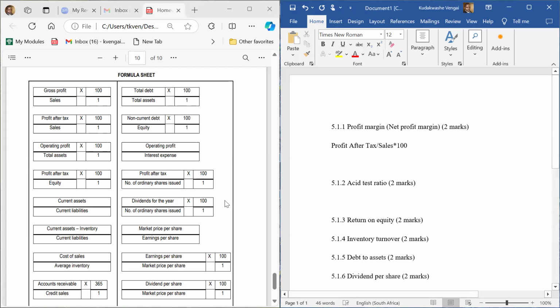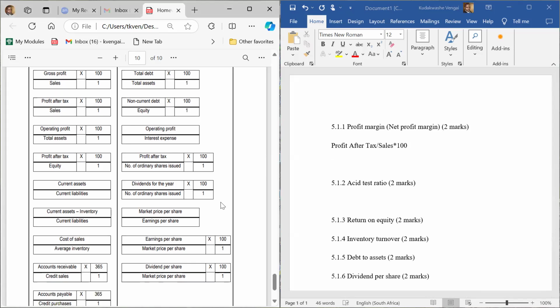If it tells you to calculate the acid test ratio, if you check in your study guide, you have the formula already for the acid test ratio. On your formula sheet, it's this one over here. That's the acid test ratio: our current assets minus inventory, all of that divided by our current liabilities.